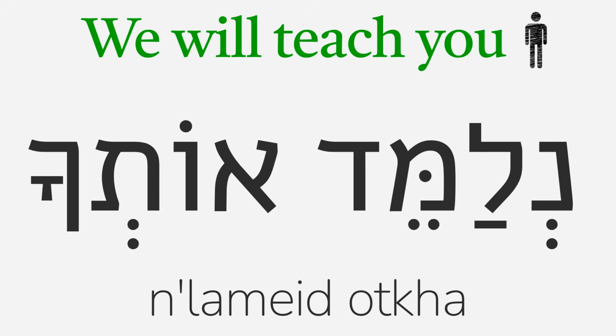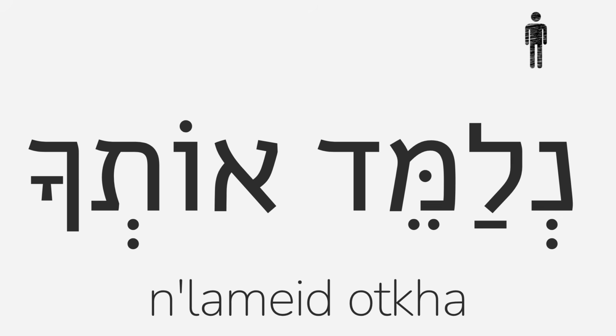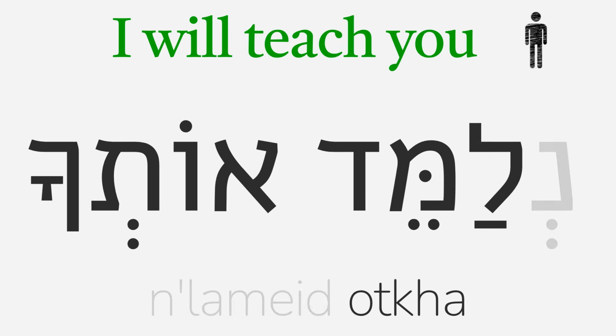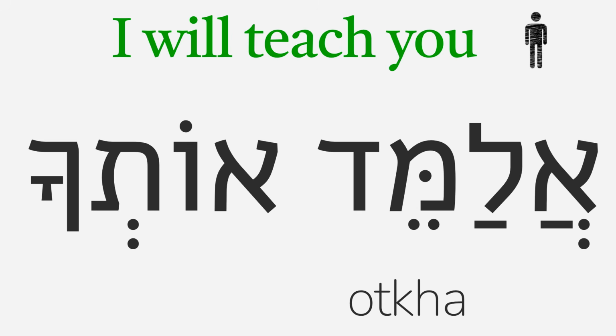Nalamed otcha. Let's change the subject of this sentence to I will teach you. To make the subject of this future tense verb I instead of we, replace the nun prefix with an aleph. This aleph is supposed to have a shva, like all the other prefixes in the piel, but aleph cannot take a shva as the first letter in a word, so instead it will have a patach shva. That makes alamed, I will teach. Alamed otcha, I will teach you.